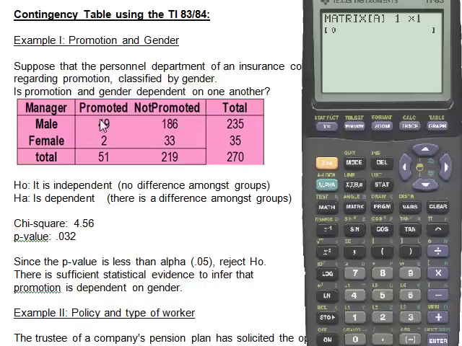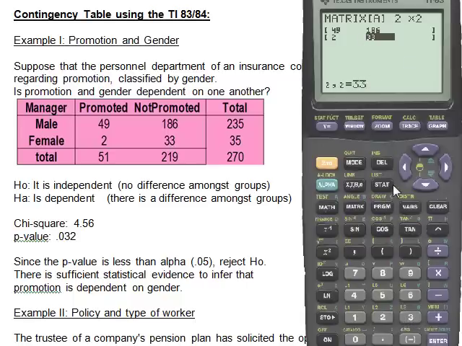So the size of this would be a 2 by 2, so we have to put a 2 by 2 in there. We say 2 here, and then we go over to here, and 2 here, and then we have our 2 by 2 matrix. So we'll just enter these: 49, enter, 186, enter, 2, enter, and 33, enter. So we have our matrix here.